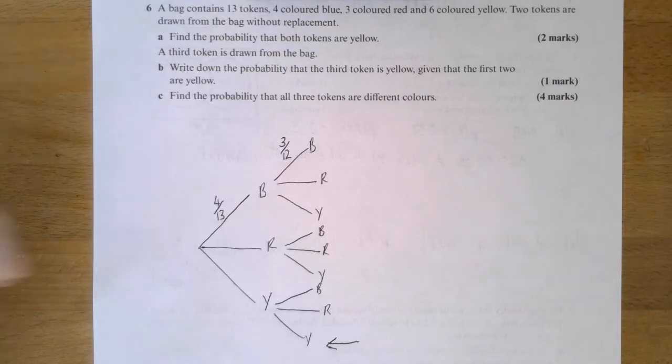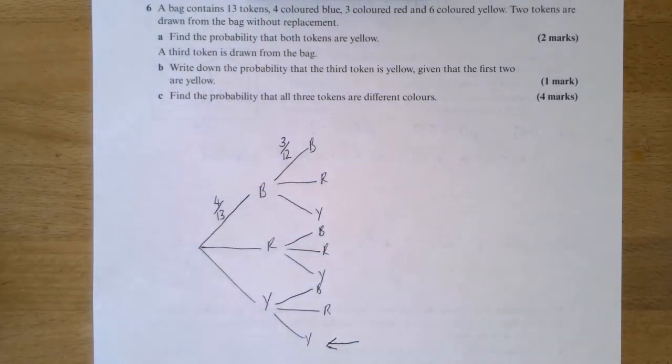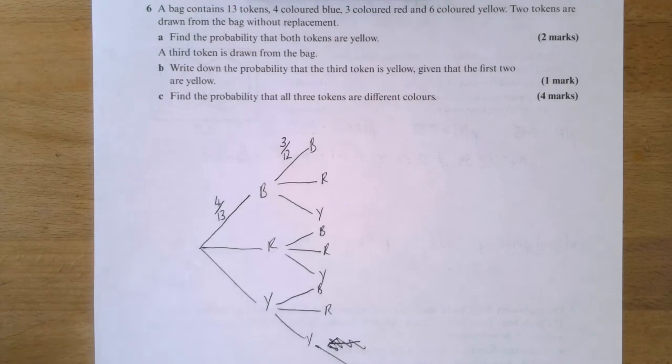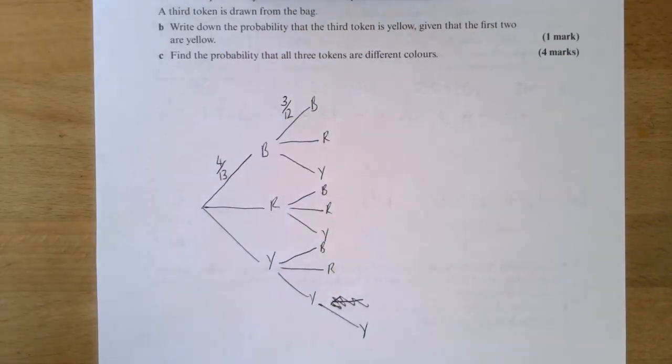Are you kidding me? So I've got to do 3 branches off each of these? Well, I'm not sure. You do need to. All it asks is write down the probability that the third token is yellow, given that the first 2 are yellow. Okay, so if I just think about that probability down there, sorry, I have to move that probability down there.